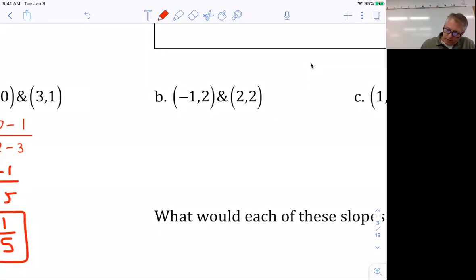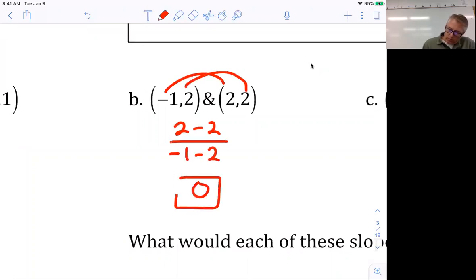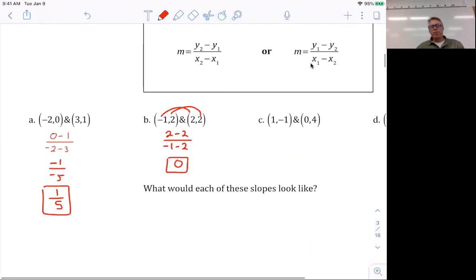Now for part B, I have 2 minus 2 on top and negative 1 minus 2 on the bottom. Well, 2 minus 2 is 0. And as long as the bottom is not 0, 0 divided by anything is going to be 0. So I know that that slope will be 0, which actually is going to be a horizontal line. The slope of 0 would be horizontal.